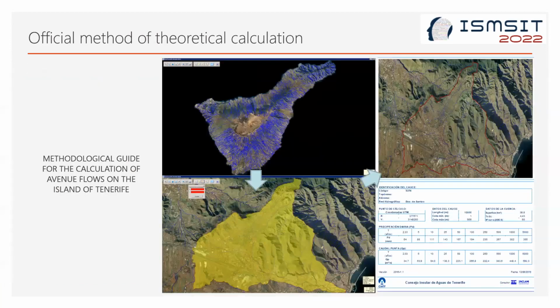There is another official method for calculating runoff flows on the island of Tenerife, the methodological guide for the calculation of avenue flows on the island of Tenerife. This is a computer application you can use to enter manually the coordinates of a point from which we want to know the runoff flows for different return periods.